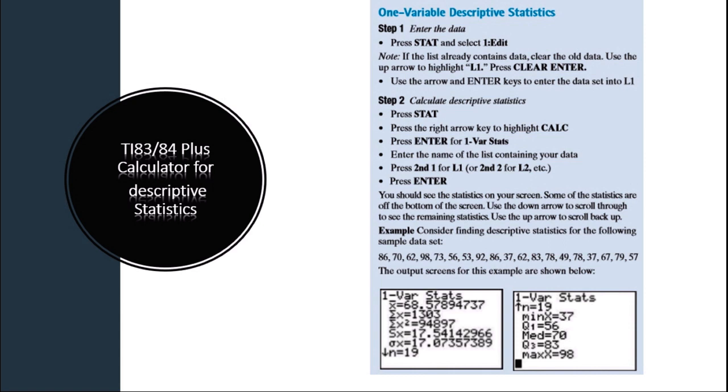In the output result, x bar is the mean. Sigma x is the summation of all the x. Sigma x squared is the summation of all the x squared. Sx is the sample standard deviation. Sigma x is the population standard deviation. n is the number of data. MinX is the minimum. Q1 is the first quartile, which I will introduce later. Med is the median. Q3 is the third quartile, which I will also introduce later. MaxX is the maximum.